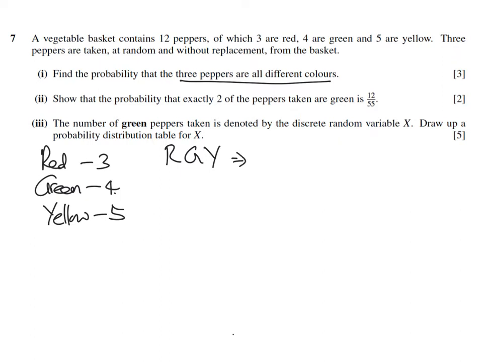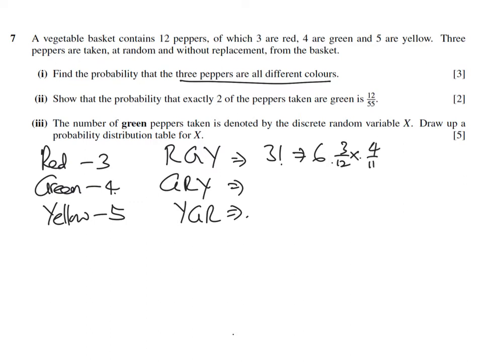Since we have 3, it should be 3 factorial, so you will have 6 different arrangements, or orders. Now let's find out if the probability of them are all the same: RGY, GRY, YGR. Let's find one for red, green, yellow. We have red, 3 over 12, and since there's no replacement, we have 4 over 11, times 5 over 10. If I pick green first, then it should be 4 over 12 times red, which is 3 over 11, and then times 5 over 10.